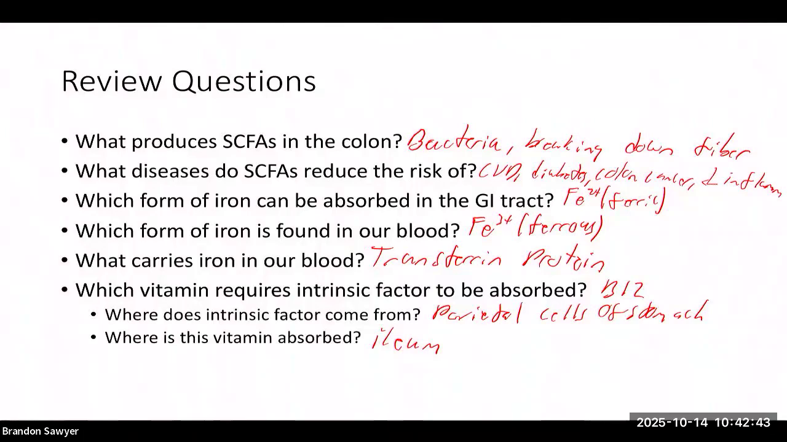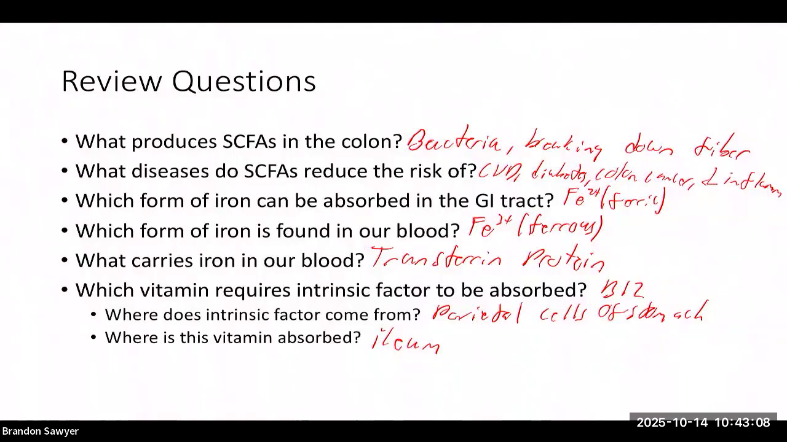And then the cells of our colon can actually use those nutrients for fuel, which leads to some healthy changes in the colon. Short chain fatty acids have been shown to reduce the risk of cardiovascular disease, diabetes, colon cancer, and just overall reductions in inflammation.